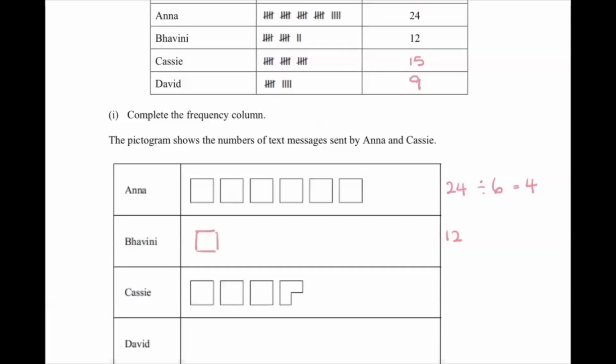Each one is worth 4. So that's 4, 8, 12, and done. I need to do 9 for David. So that's going to be 4, 8. And then I just want to represent one more. So 1 is just going to be a little quarter of that square. So each one of those is worth 1, which is where that total of 4 has come from.